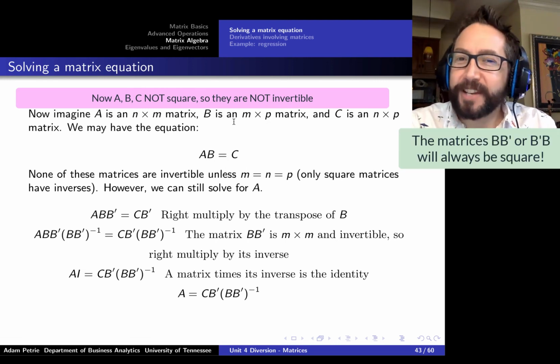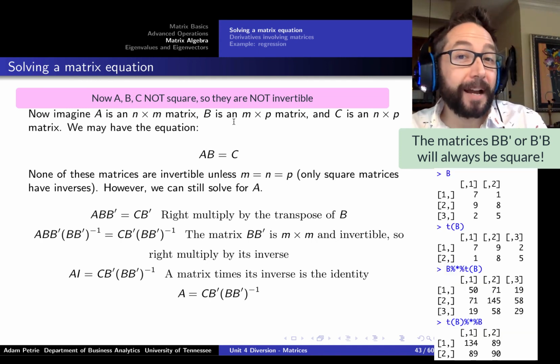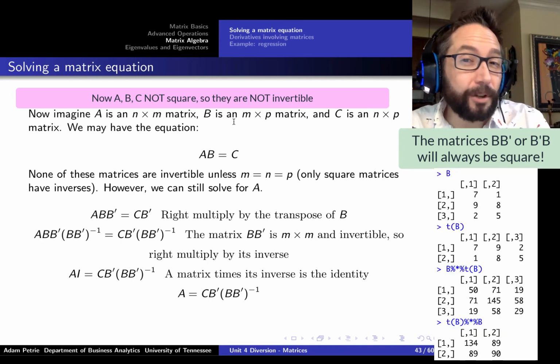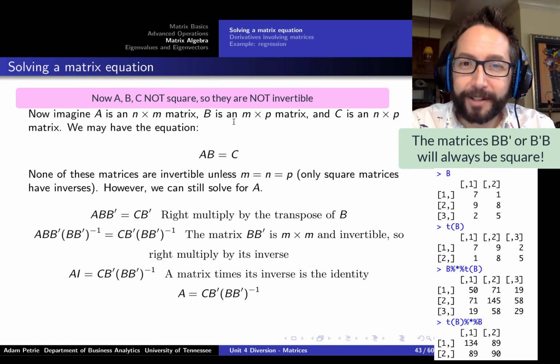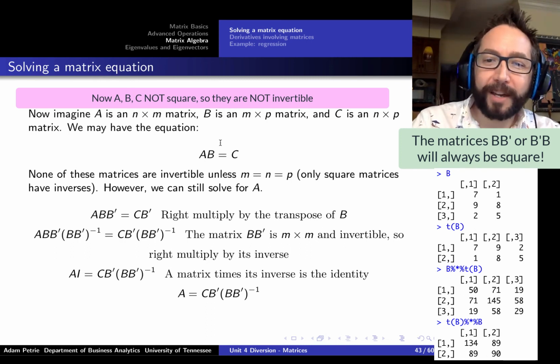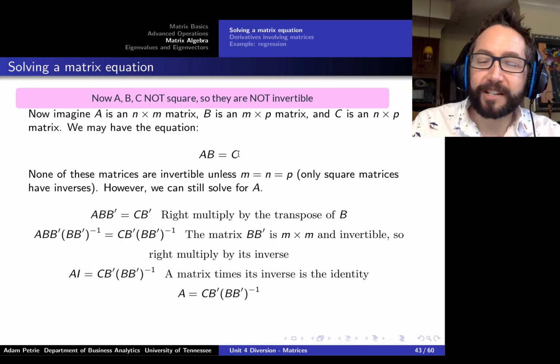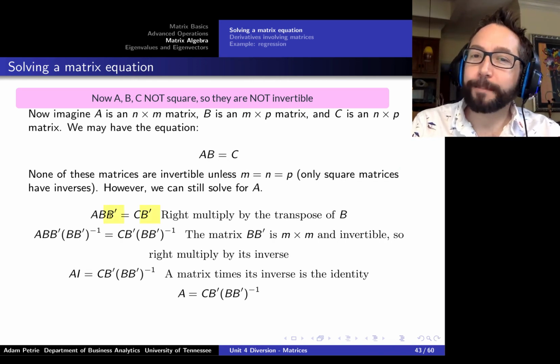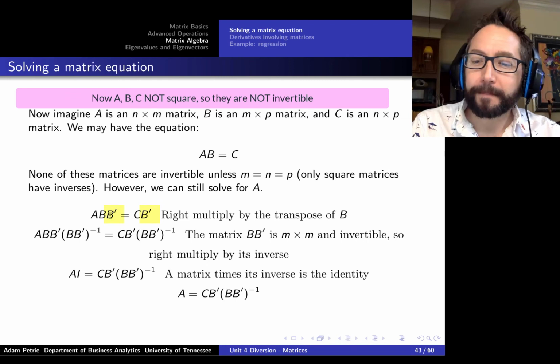It turns out that if you take a matrix and multiply it by its transpose, the result is always going to be a square matrix. So that gives me a way in. Why don't I go ahead and right multiply both sides of this equation by the transpose of B? Same thing to both sides of the equation. That's an okay thing to do.